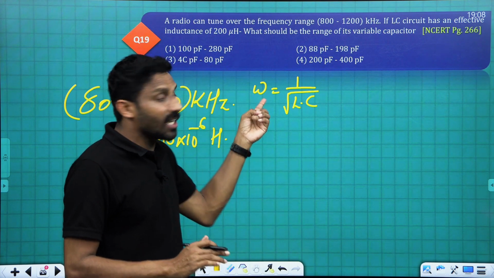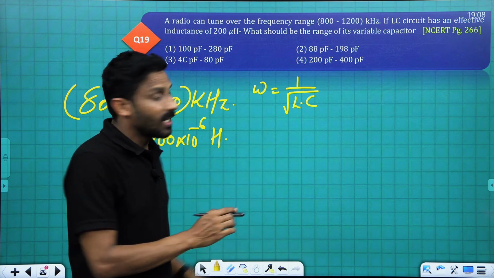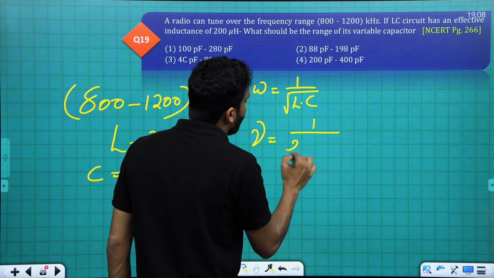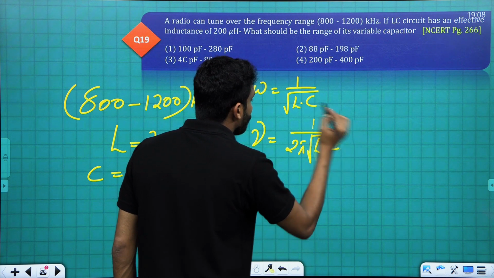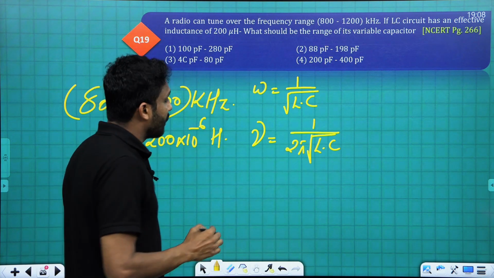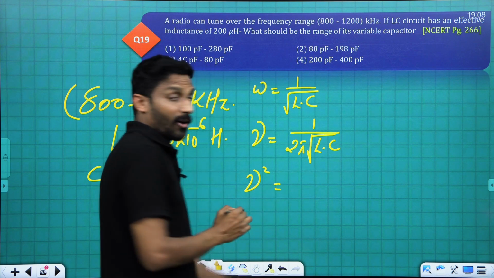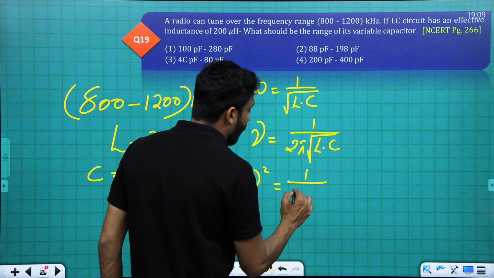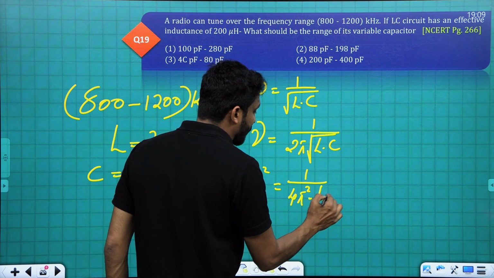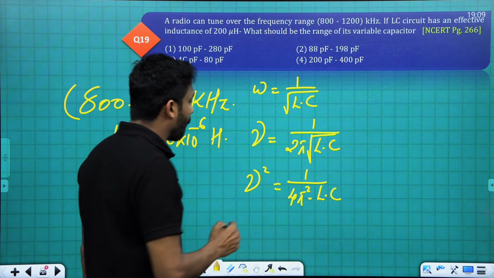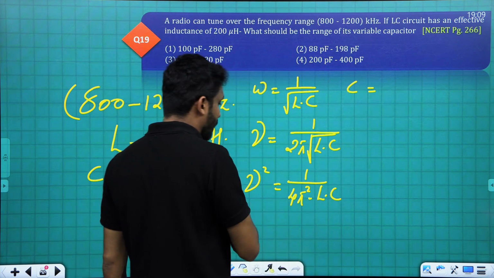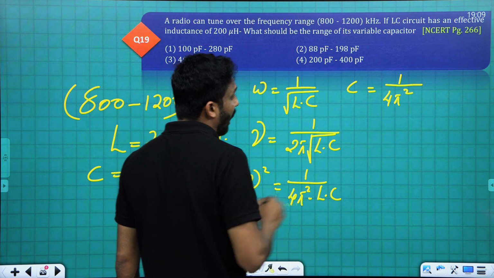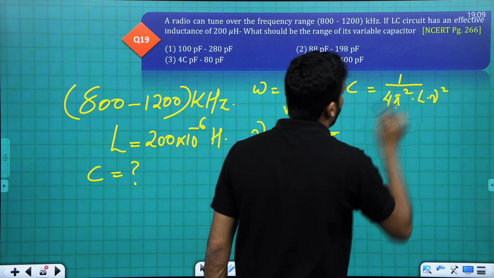So this is the equation of resonant angular frequency, and we have omega is 2 pi nu. So nu is equal to 1 by 2 pi into root of LC. Then we have nu square. We need the value of capacitance here, right? Capacitance is asked. So squaring it, nu square is 1 by 4 pi square into LC. Then the capacitance value C is equal to 1 by 4 pi square L nu square.